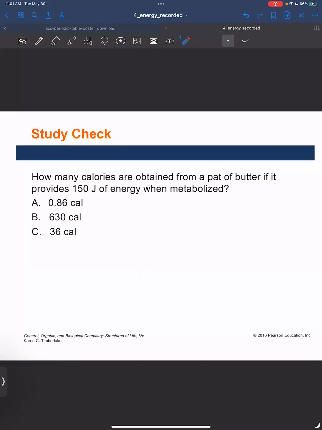All right, we're asked how many calories are obtained from a pat of butter if it provides 150 joules of energy when metabolized. All right, so let's go ahead and write our given. Remember, when we're working with energy in this class, we're working with heat energy. So I will write Q is equal to 150 joules. And that's for 1 pat of butter, which is about a tablespoon. And this question is asking us to calculate or to convert this value into calories.